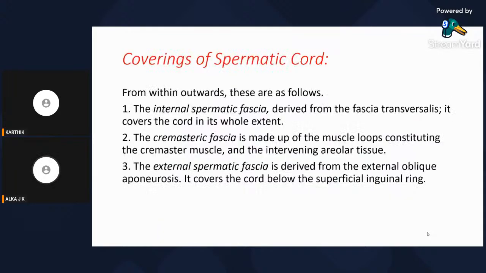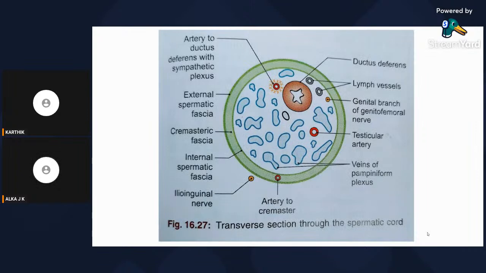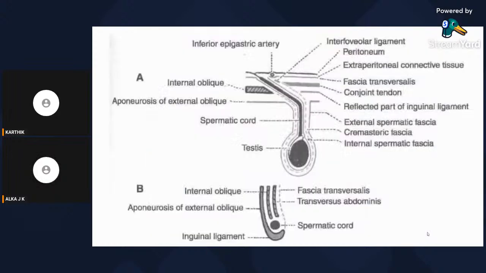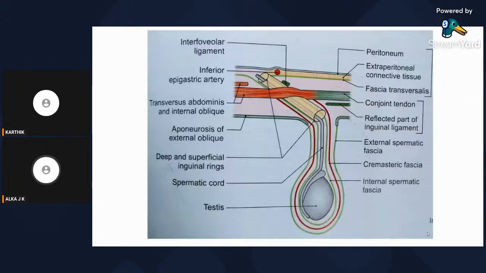This is the transverse section through the spermatic cord, and here in the spermatic cord we can feel the vas deferens just like a rod-like structure. From within outwards, the coverings of the spermatic cord are the internal spermatic fascia, which is fascia transversalis. It covers the cord in its whole extent. Cremasteric fascia is made up of muscle loops constituting the cremaster muscle, and external spermatic fascia is derived from the external oblique aponeurosis. It covers the cord below the superficial inguinal ring. So these are the spermatic cord pictures.